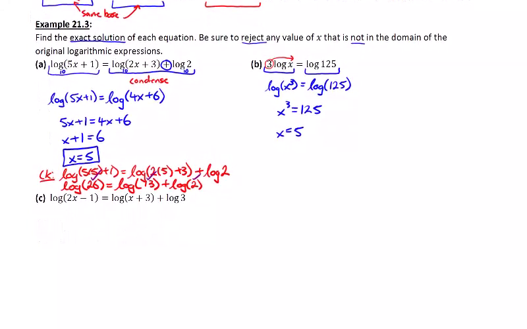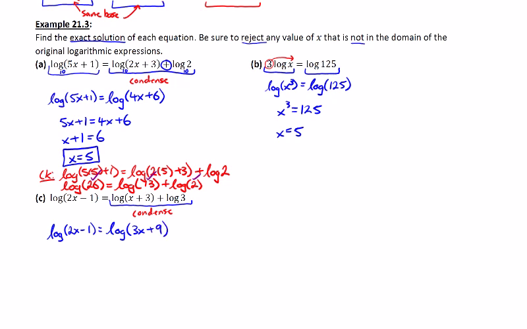Part C. I have log of 2x minus 1 is equal to log of x plus 3 plus log of 3. So this is a lot like part A, where I have the 2 logs on the right-hand side, and I need to take those and condense them before doing anything else. So the left-hand side looks good, log of 2x minus 1. Right-hand side is going to become log of 3x plus 9.